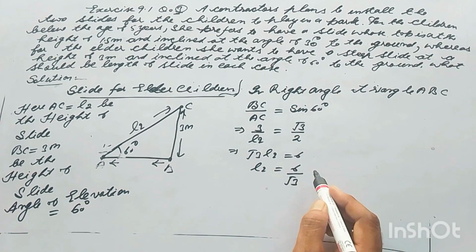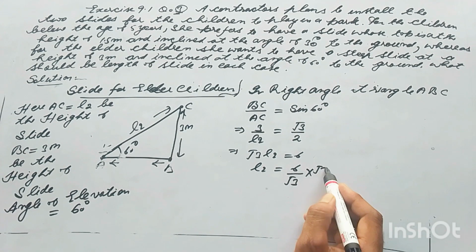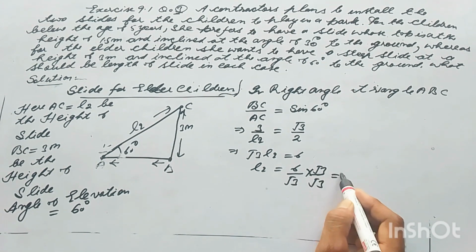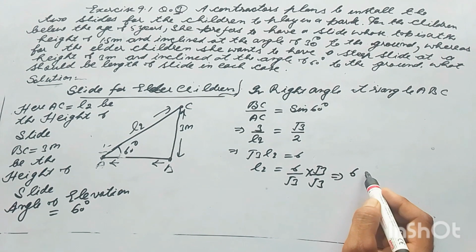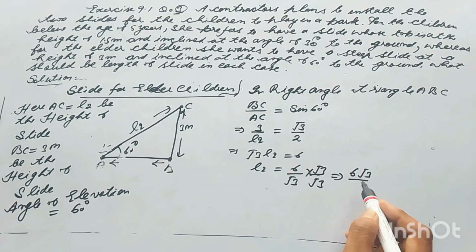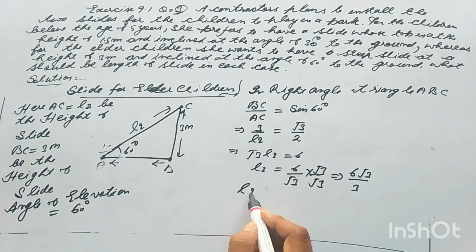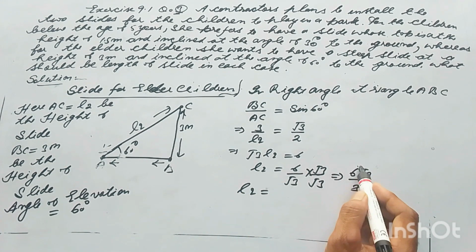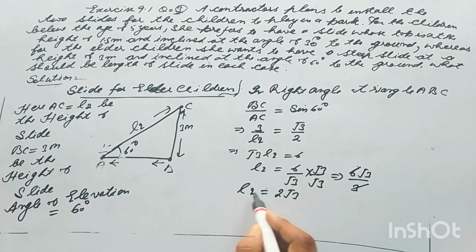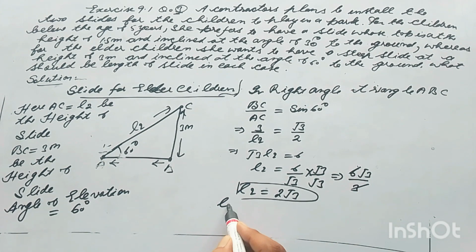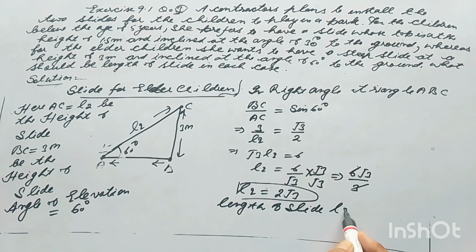Now we make the rationalization of the square root of 3, that is square root of 3 upon square root of 3. We have 6 square root of 3 upon 3, L2 equal to 2 square root of 3. The length of slide L2 equal to 2 square root of 3 meter. That is our answer.